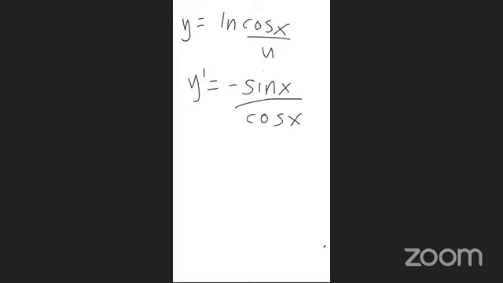So pwede siya ang kanyang answer, but some teachers would require you to simplify your answers by applying the trigonometric identity. So as what I've mentioned a while ago, so unsa man na ang sin x over cos x. So that's tan x. So the derivative of ln cos x is negative tan x. Ngayon siya ang answer, guys.